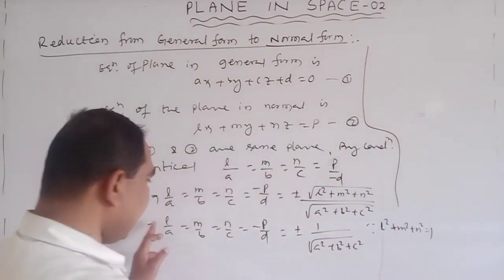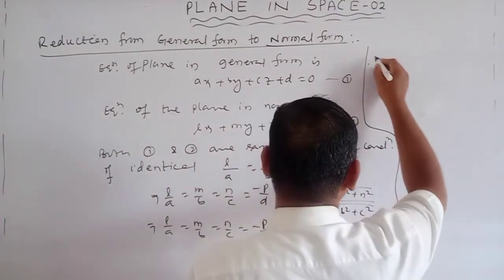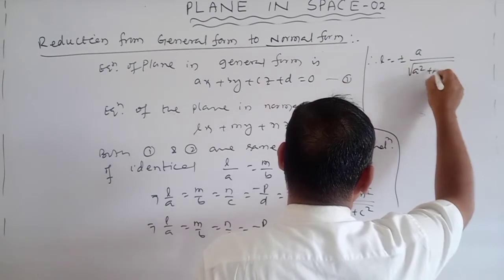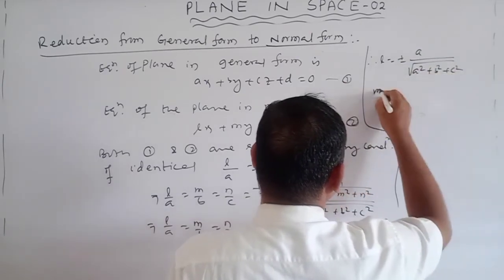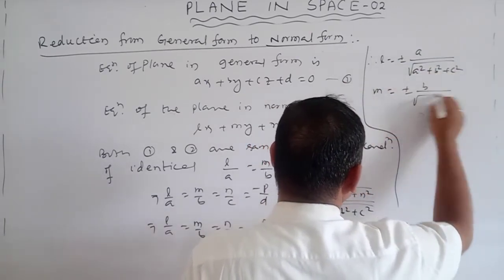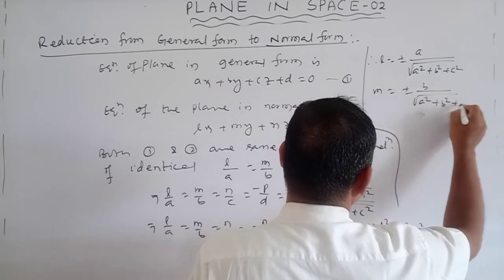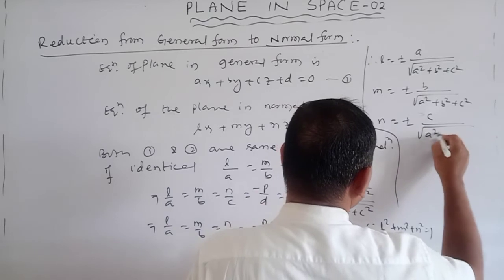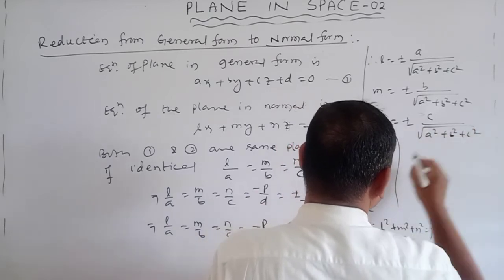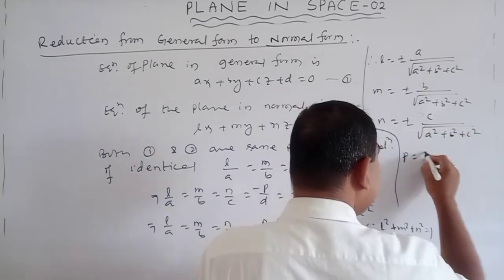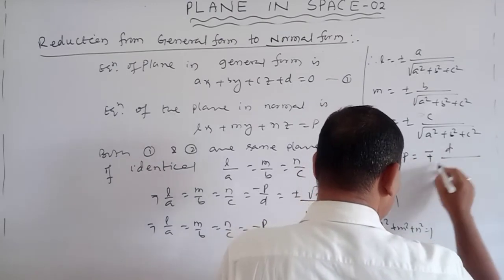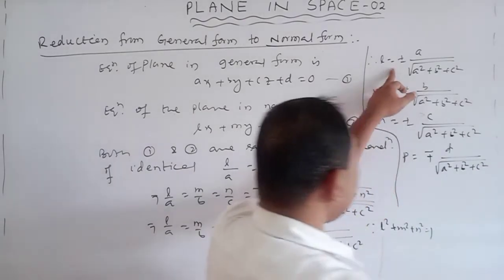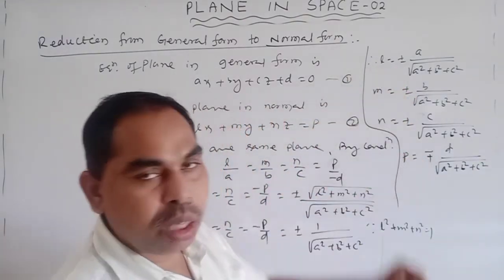So find L. Therefore L is equal to plus or minus A by root A square plus B square plus C square. M is equal to plus or minus B by root A square plus B square plus C square. N is equal to plus or minus C by root A square plus B square plus C square. And P is equal to minus or plus D by root A square plus B square plus C square. L, M, N have the same sign but P is opposite.